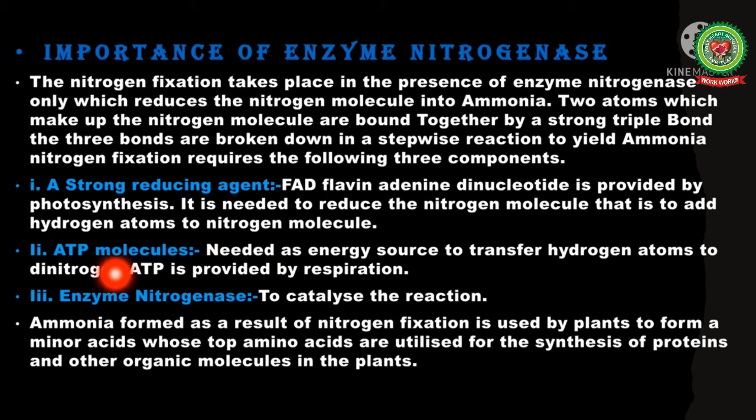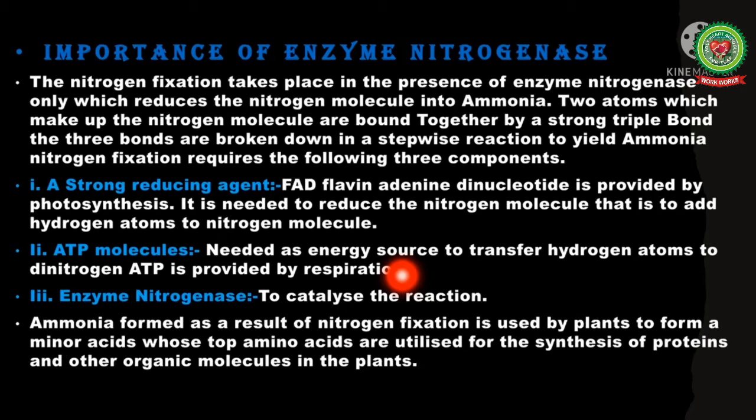Ammonia formed as a result of nitrogen fixation is used by plants to form amino acids, which are utilized for the synthesis of proteins and other organic substances.